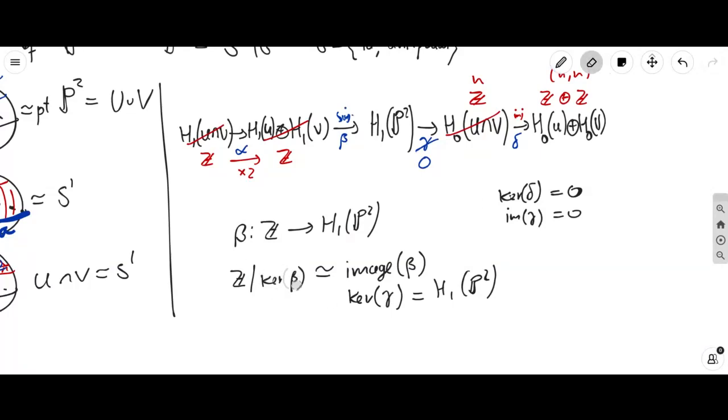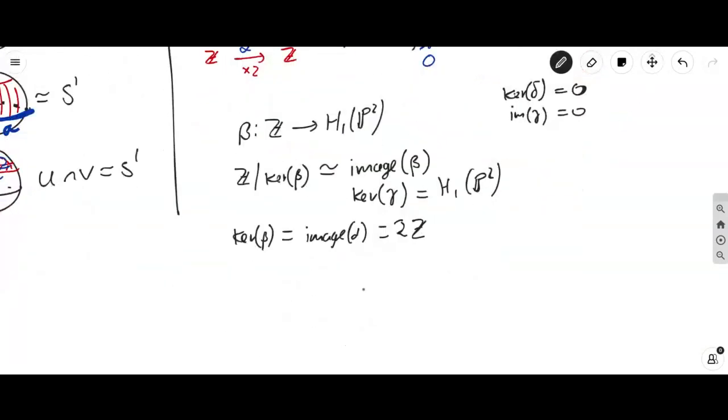So it remains to find this kernel. Now we can say that the kernel of beta, by exactness again, is the image of alpha. But what is alpha? The image of alpha, it doubles everything, so it's just 2Z. Thus Z mod 2Z, because that's what the kernel is isomorphic to the image, but we said it's surjective, so it's isomorphic to the first homology group of P2.